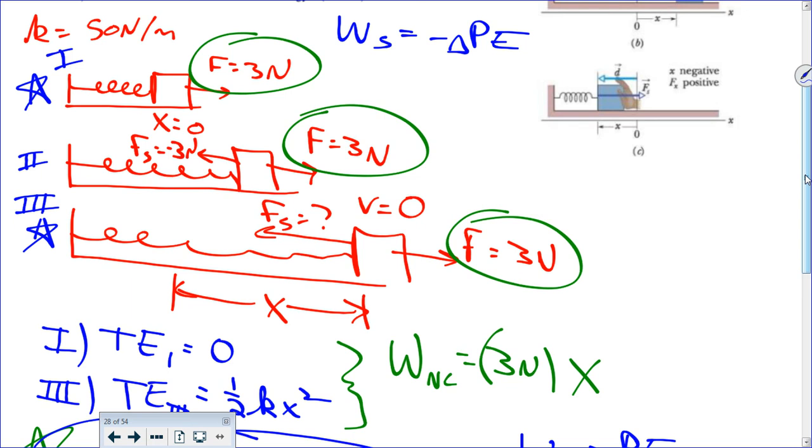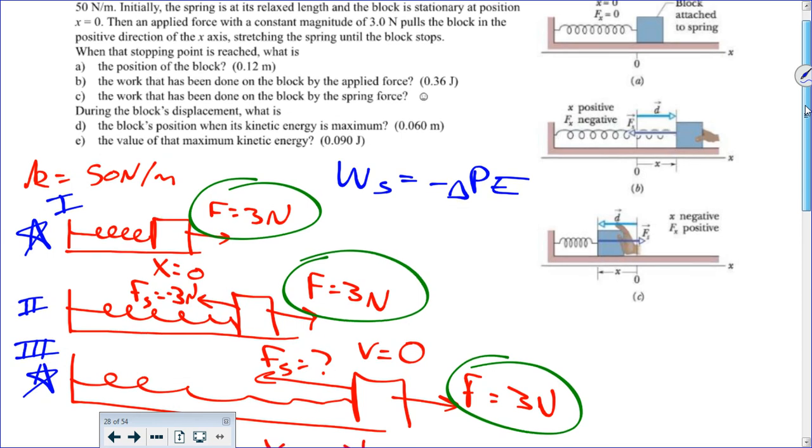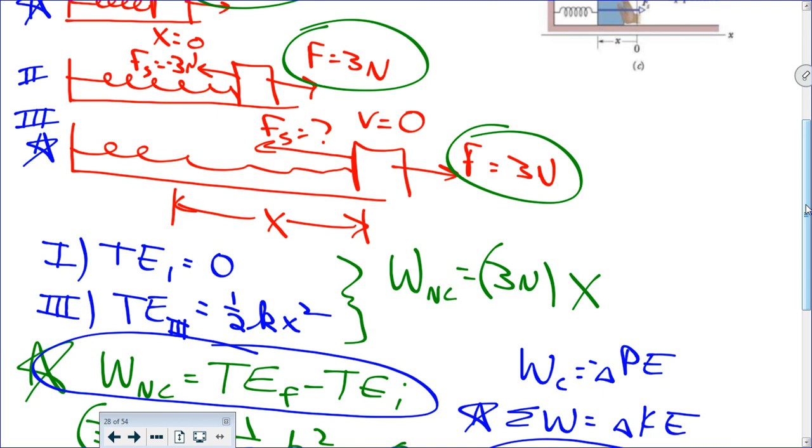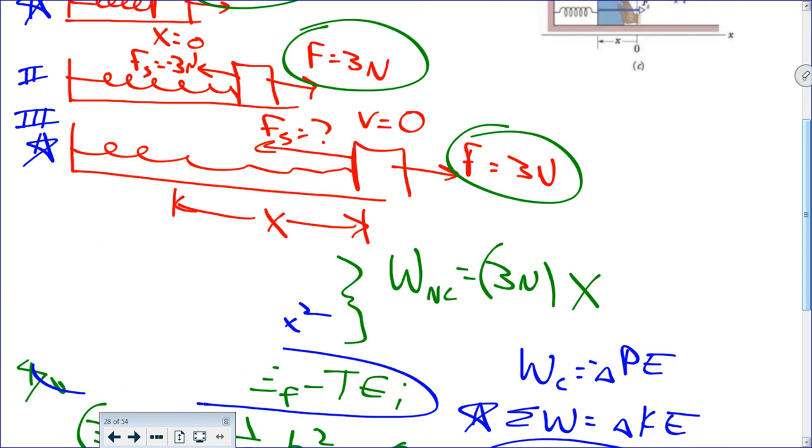So what do we need to find? X, where that happens? Is that what it wants? Yeah, what's the block's position when the kinetic energy is at its maximum? Well, any thoughts? You can do this in one step. I will erase while you think.